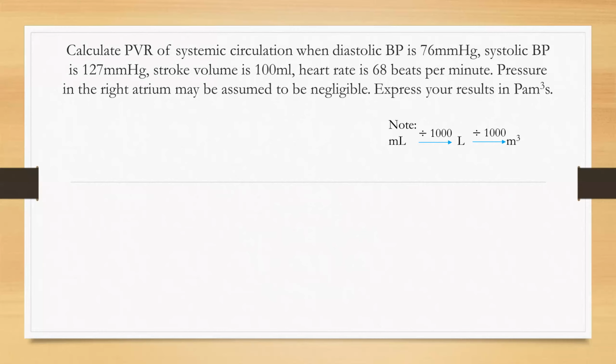Okay, systemic circulation, meaning the circulation from the heart to the body and back. And there is another, which is pulmonary circulation. Pulmonary is from the heart to the lungs and back. Here we are given diastolic and systolic blood pressure. You should know that a normal blood pressure is 120 over 80. So this is within the safe range, I must say.